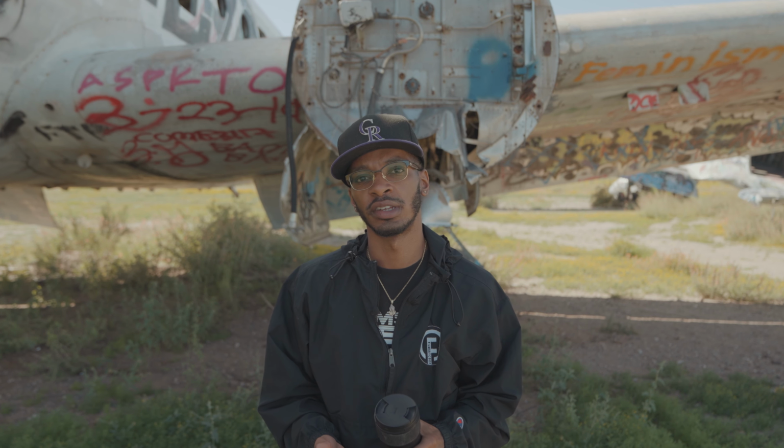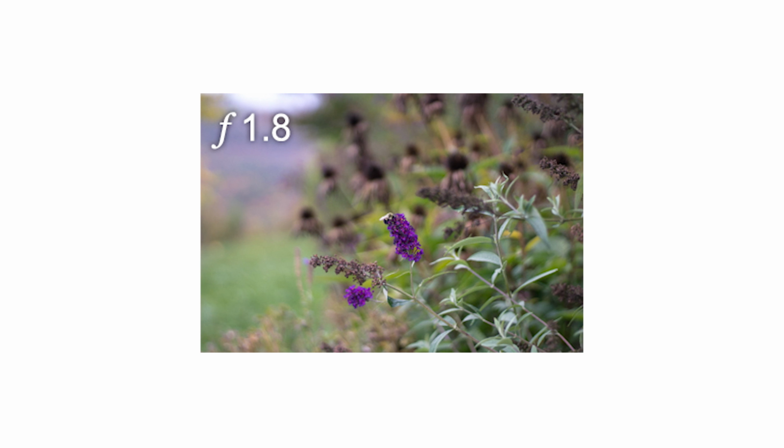If you would like a shallow depth of field where your subject is in focus but the background is blurred, then you will use a low F number like f1.8 or f2.8. This is great for portraits and also for isolating your subject from the background.